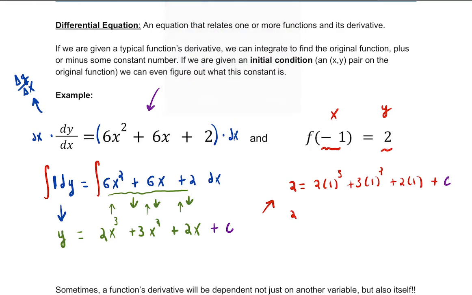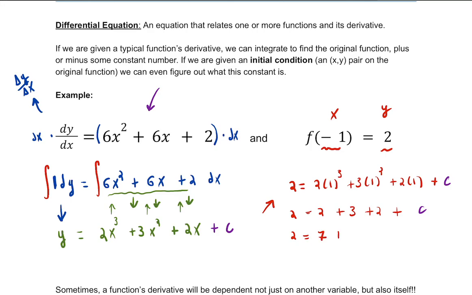So we'd have 2 is equal to 2 plus 3 plus 2 plus c. And we work this all out. I can probably, in the future, just leave this as an exercise to you.